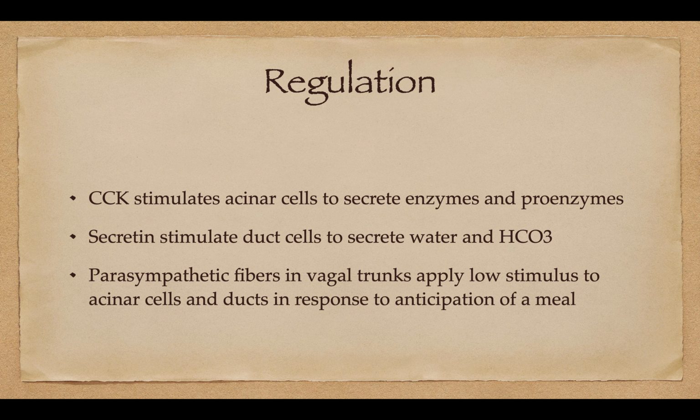Okay, so cholecystokinin will stimulate the acinar cells to secrete the enzymes and the proenzymes. Secretin will stimulate the duct cells to secrete water and bicarbonate. And then the parasympathetic fibers in the vagal trunk, so cranial nerve number 10, will apply low stimulus to the acinar cells and the ducts in response to anticipation of a meal.